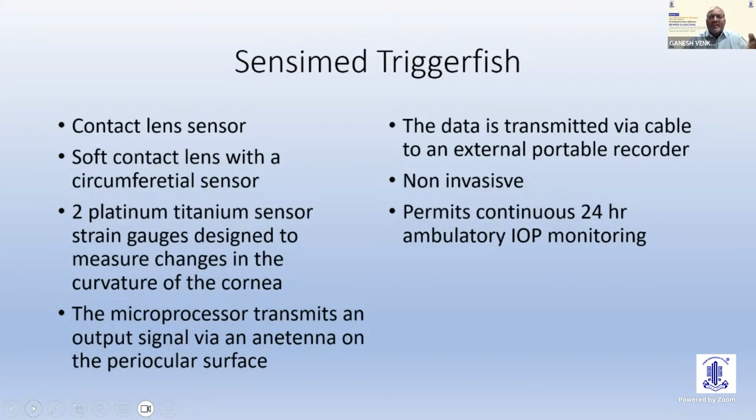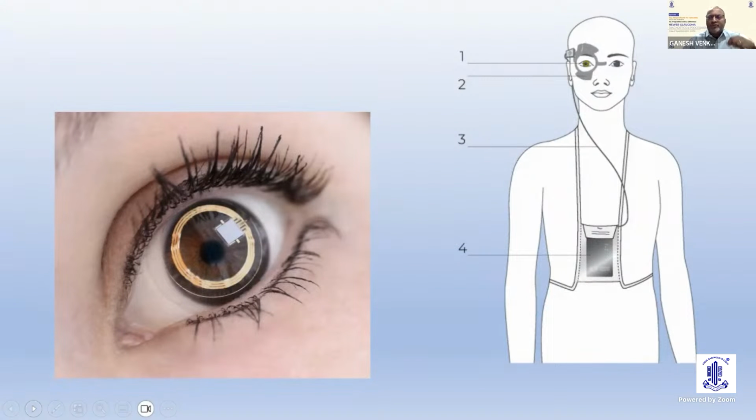This also allows the patient to go on with his life on a daily basis and records the intraocular pressure over a period of 24 hours. So this is how the contact lens looks.